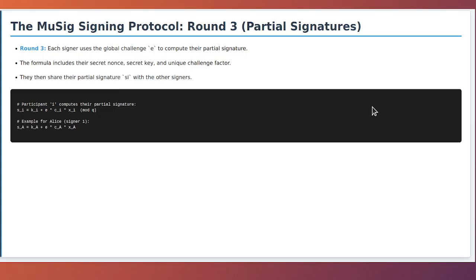Alice calculates her partial signature, S A, by taking her secret nonce K A and adding the product of the global challenge E, her unique key aggregation challenge factor C A, and her private key X A. Bob and Carol do the same using their own secrets and challenge factors. This step proves that each person possessed their respective secret nonce and secret private key. Once they have calculated their partial signature S I, they broadcast it to the other participants, or to a designated aggregator who will assemble the final signature.